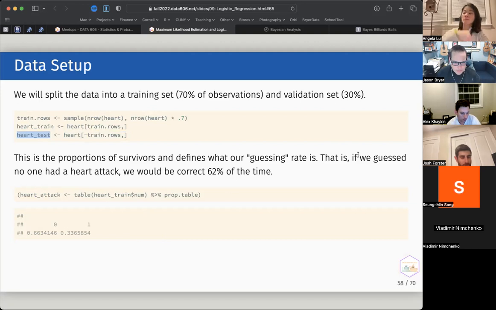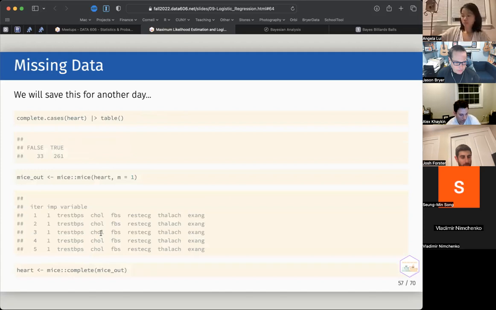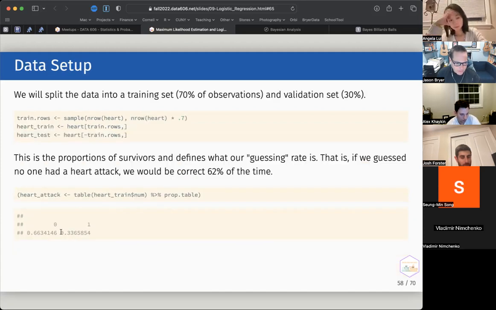So now I want to first look at the proportion of outcomes in my training set. It matches what we had over here, which we had 33. So we're looking at 33% had ones and 66% zeros.